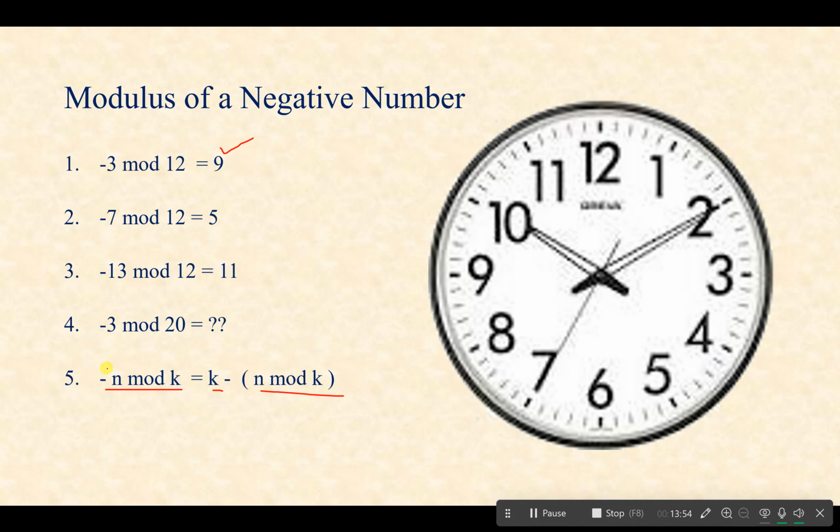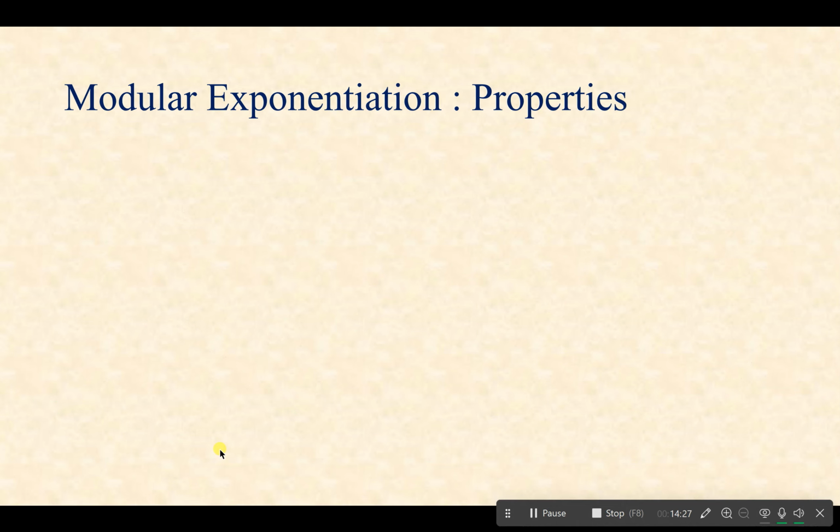So you can substitute here. In place of n we have 3, and in place of k we have 12. So what is the answer? See, 12 minus, what is n? 3 mod, what is k? 12. So what is 3 mod 12? 3 mod 12 is 3. So what is 12 minus 3? That is equal to 9. In the same way you can find out what is minus 3 mod 17. You will get 14. You can try to verify it yourself.